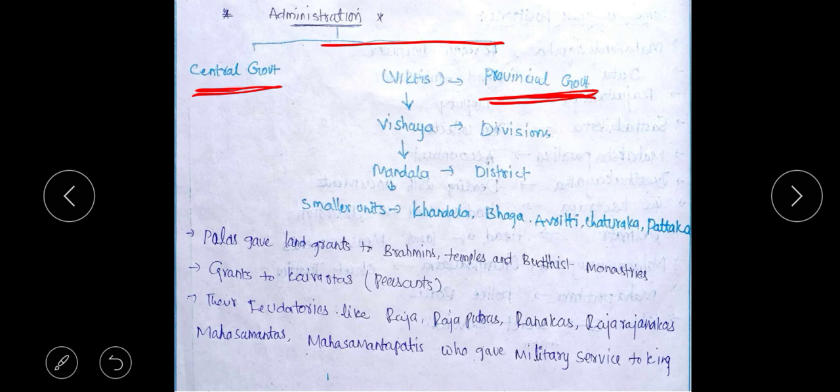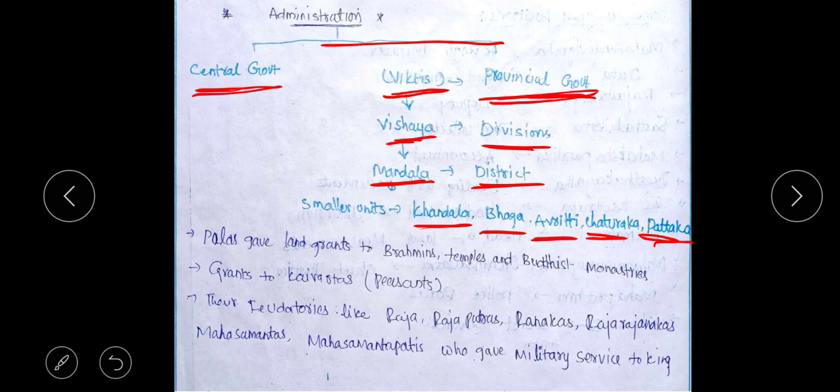So the province was known as a Bhukti, and the province was divided into Vishaya. Vishaya is known as a division. Then under Vishaya we see Mandala. Mandala is said to be the district under the Palas, and under Mandala we see many smaller units of administration like Kandala, Bhaga, Avritti, Chaturaka and Pataka. These are some of the smaller units of the administration system of the Palas.